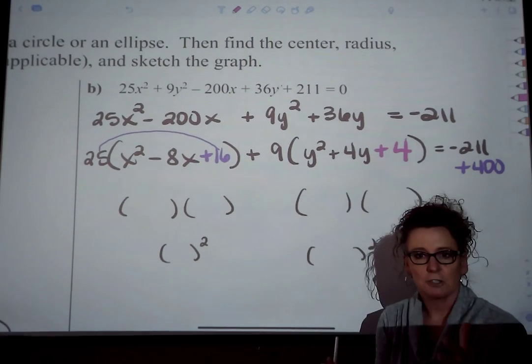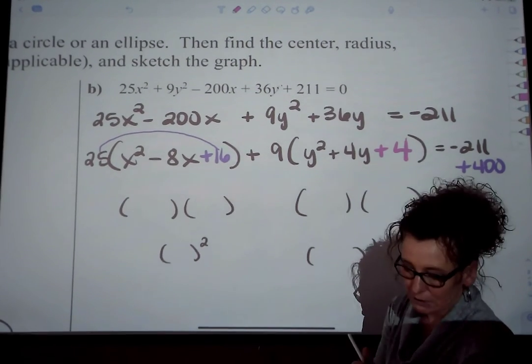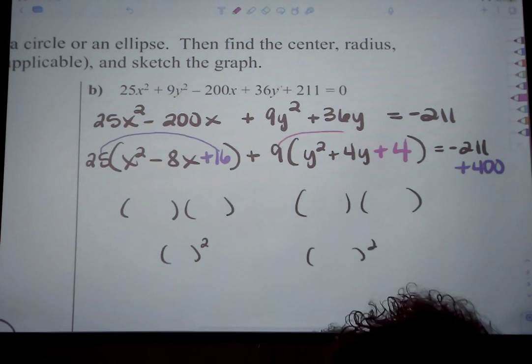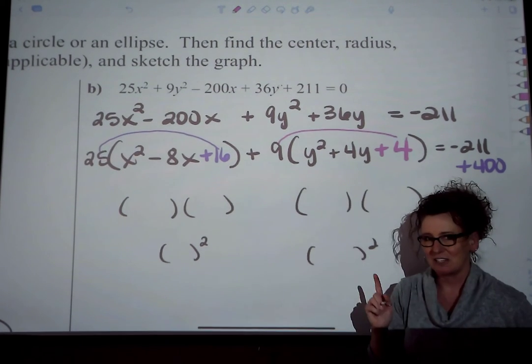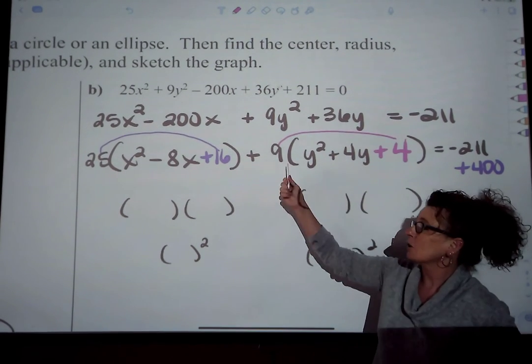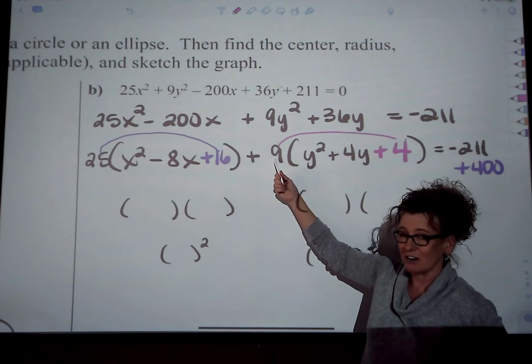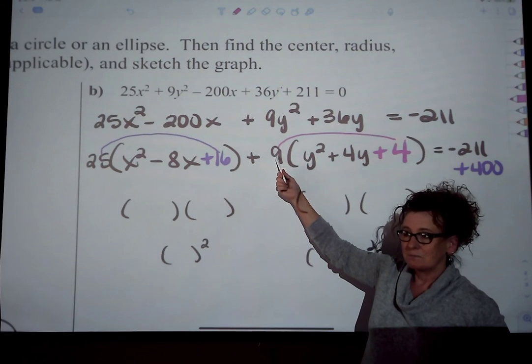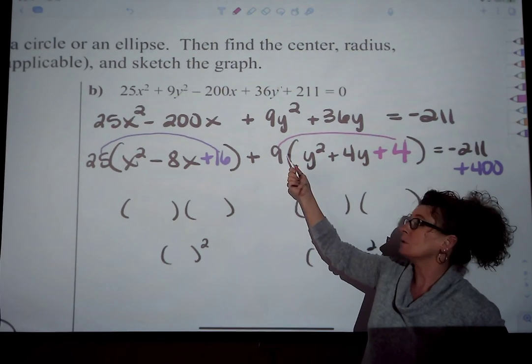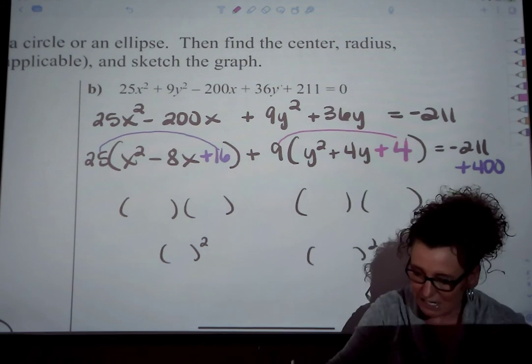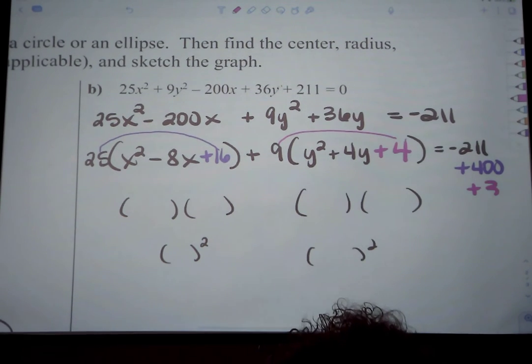Right? Y plus 2, y plus 2, I want that to be 4. Did we just add 4 to the left side of our equation? Nope. We really just added 36 to the left side of our equation because you got to factor in that that 9 was out there, supposed to be multiplied by every item in there. So we just added 36, keep it legal, add 36.